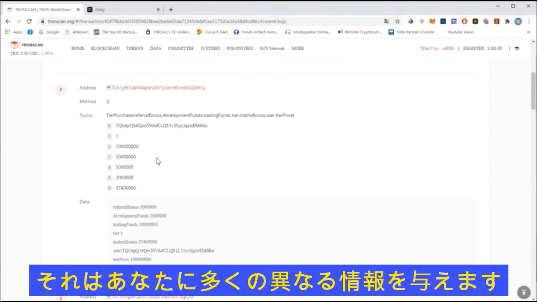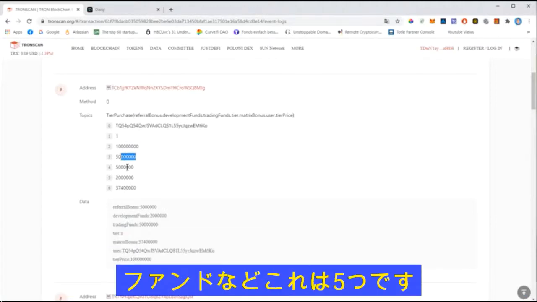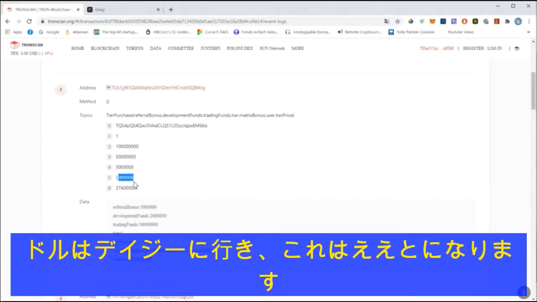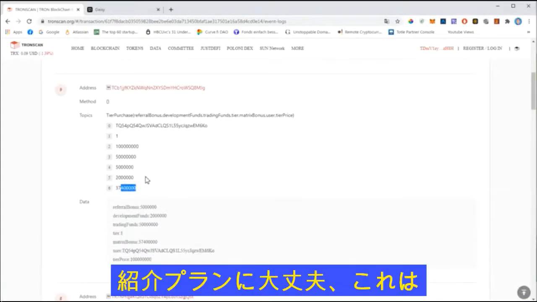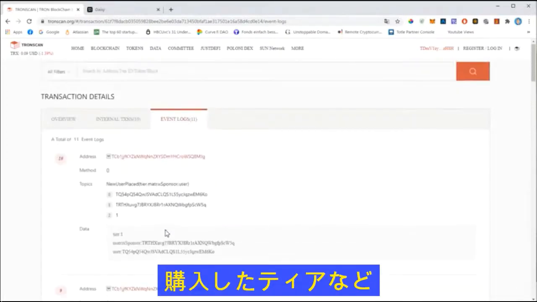That gives you a lot of different information. So this is like the $100 for the pack. This is $50 for the DAISY fund, and so on and so on. This is the $5 direct commission. This is the $2 going to DAISY, and this is going to the referral plan. Okay, and this is the tier that was purchased, and so on and so on.